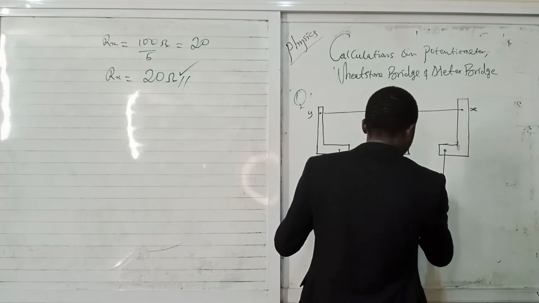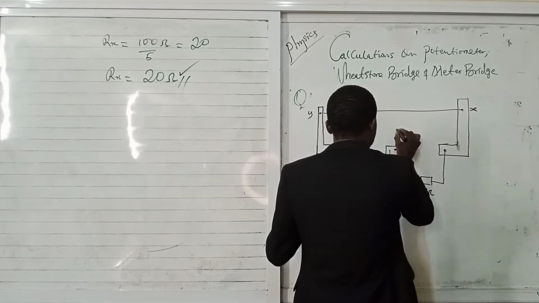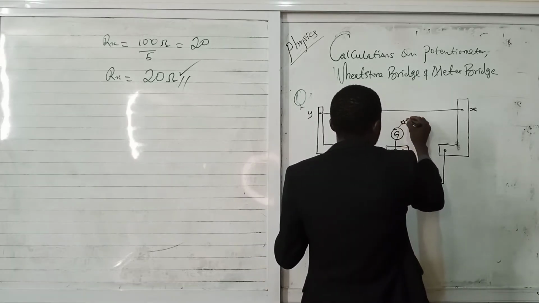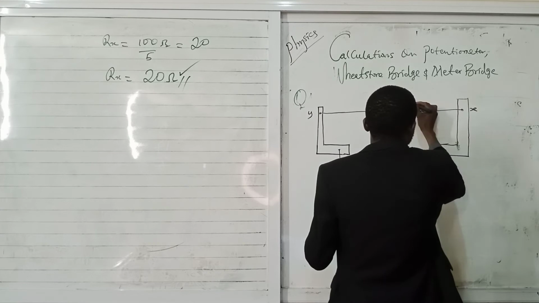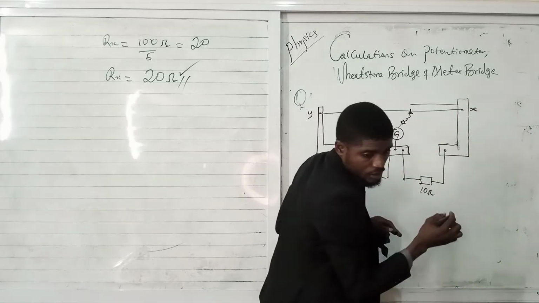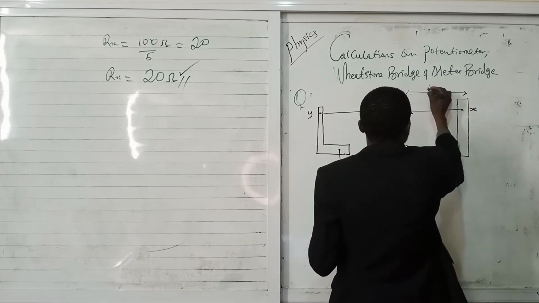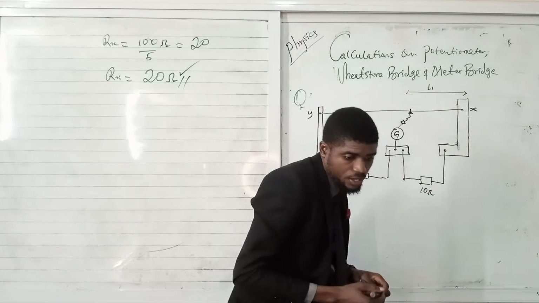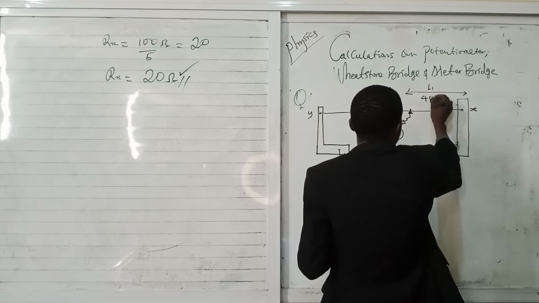This resistor is 10 ohm, and the galvanometer is connected here. Then the protective resistor, the jockey, is placed there. So from this point, let me extend it, from this point to the dot here is your L1. Good. And this L1 is given to be 40 cm.